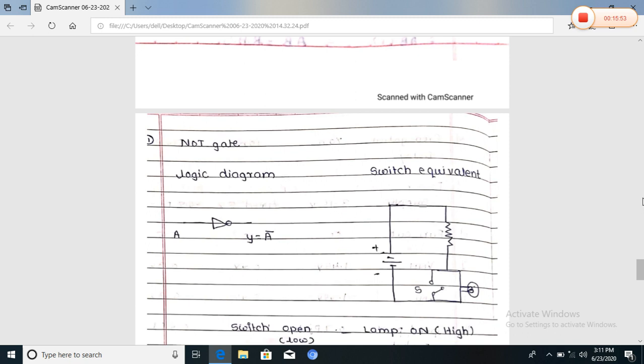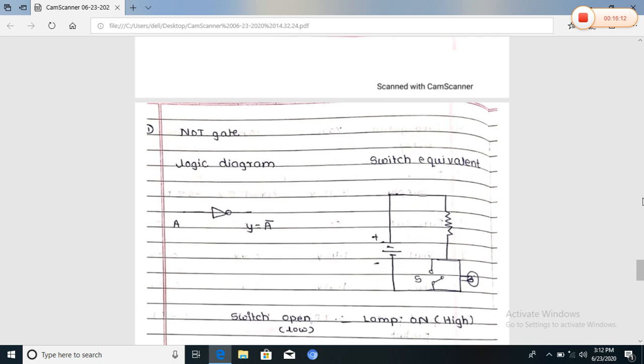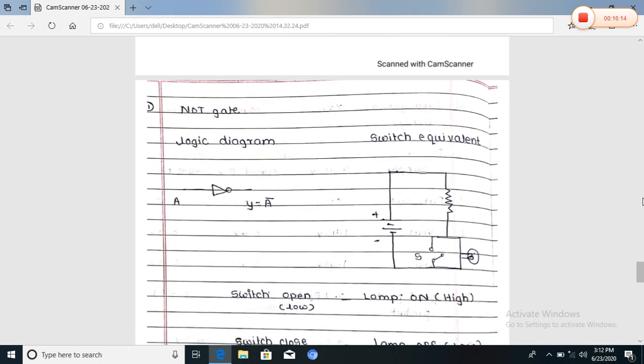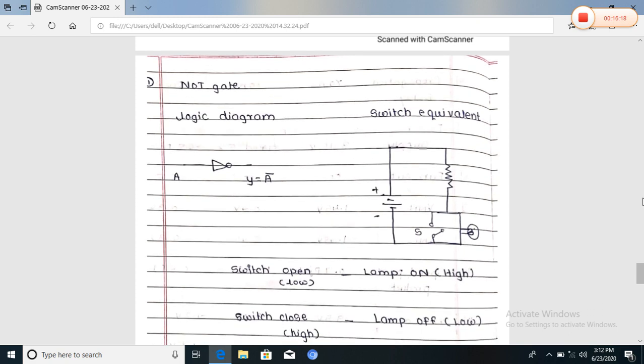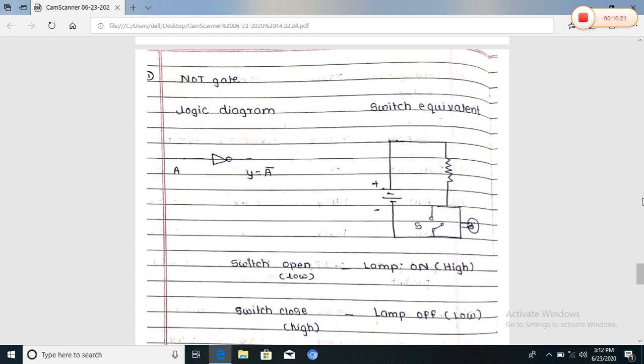For the NOT gate, one of the most basic operations in a digital system is the inversion. The circuit which is used for inverting the digital level is called a NOT gate. For the NOT gate there is one input A and the output is inverted, that is Y is equal to A bar. We see the NOT gate in the diagram as an equivalent switch operation. NOT gate having one input A, output Y. So the switching arrangement is as shown in the diagram.